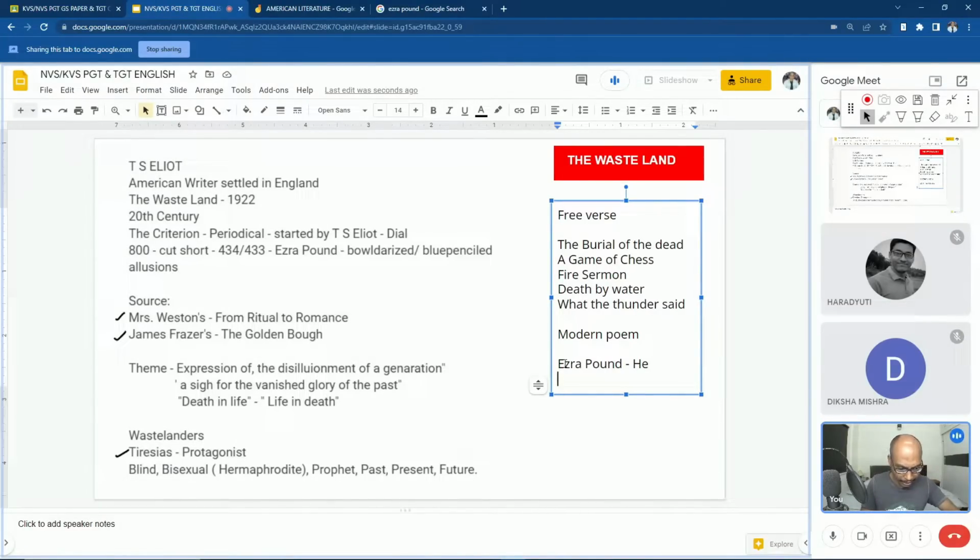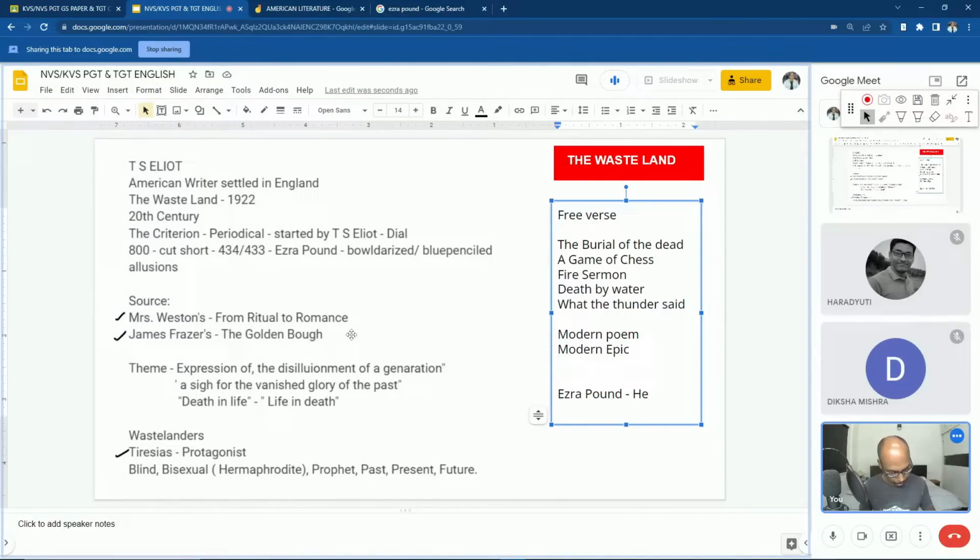Tiresias is a signifying character. The poem consists of five parts, and it is also known as a modern poem and a modern epic. The sources for this poem are Mrs. Weston's From Ritual to Romance and James Frazer's The Golden Bough. It was dedicated to Ezra Pound. It was published in the Criterion periodical in 1922, and the editor of this Criterion periodical was T.S. Eliot.